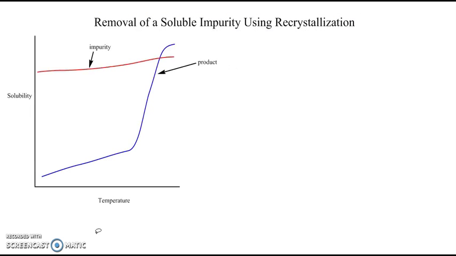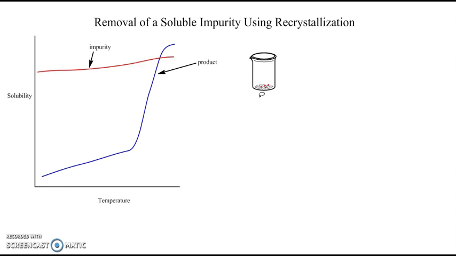The next case I want to look at is removal of a soluble impurity by recrystallization. In this case, the solubility profile that we're looking at looks something like this, where the product behaves similar as before, insoluble at low temperature, much more soluble at high temperature, but the impurity is soluble at all temperatures.